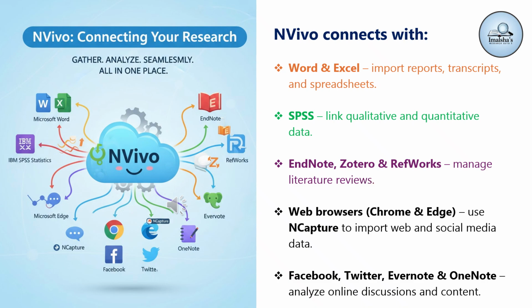You can even grab data from the web. NVivo has a plugin called NCapture that lets you bring in web pages and social media content from browsers like Chrome or Edge. And yes, it can connect with social media platforms like Facebook, Twitter, Evernote or OneNote. So if you want to analyze post comments or discussions, it is all possible. Basically, NVivo lets you gather data from all these sources and analyze everything in one place. No switching between programs, no copying and pasting, everything is connected, which makes research much faster and smarter.